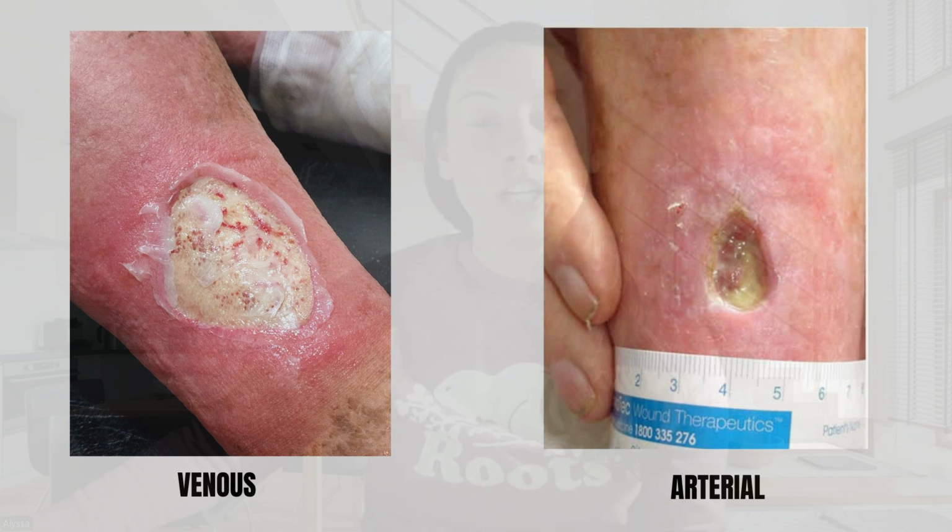While both venous and arterial leg ulcers are serious conditions, understanding the differences is key to providing the right care. Whether you're managing a wound at home or working with a healthcare professional, the proper diagnosis and treatment plan are essential for effective wound healing.